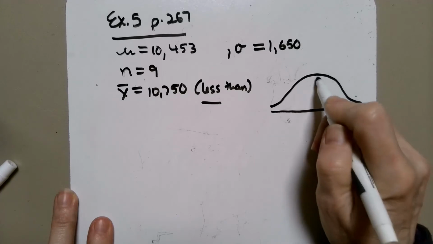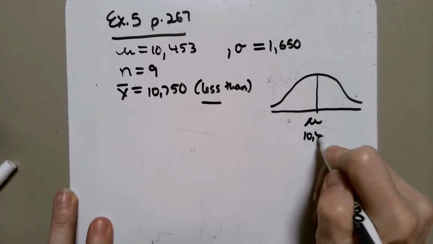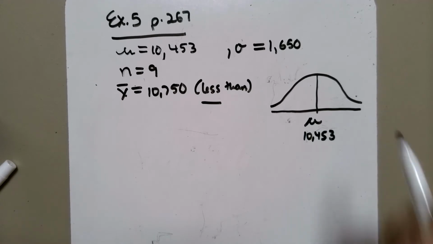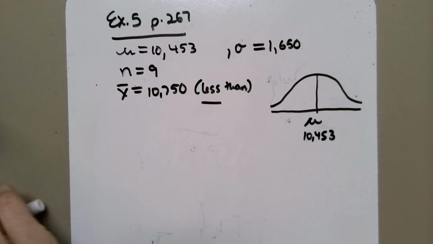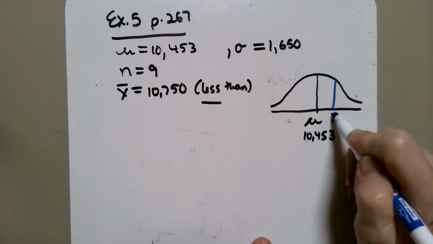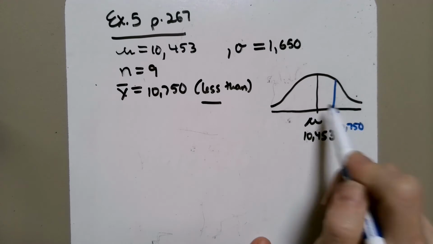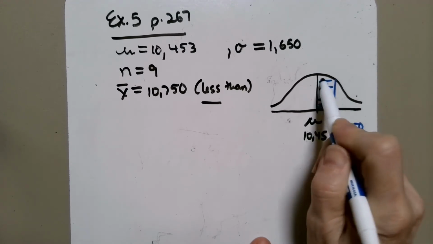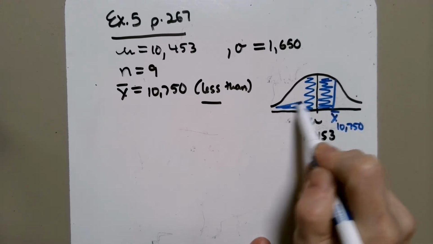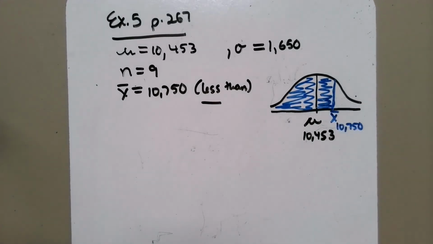In the middle goes the mean of our population, mu, of 10,453. Our x bar of 10,750 is more than that, so it's to the right of the mean. You don't really have a good feeling about how far to the right, just put it to the right. So 10,750. And less than means we shade to the left, all of this area to the left. Less than is always the easiest question because when we look things up, we get the area to the left.